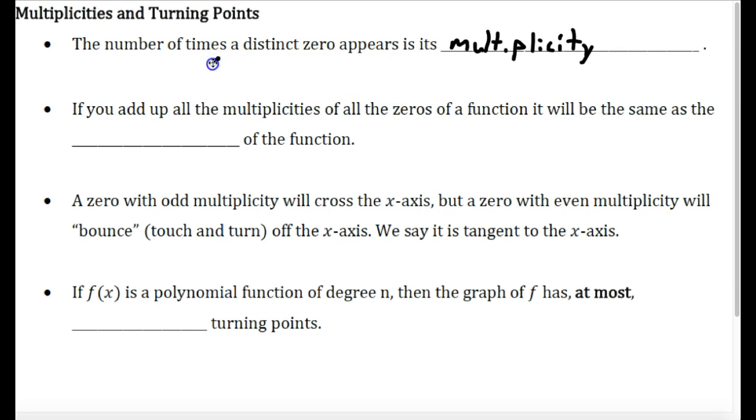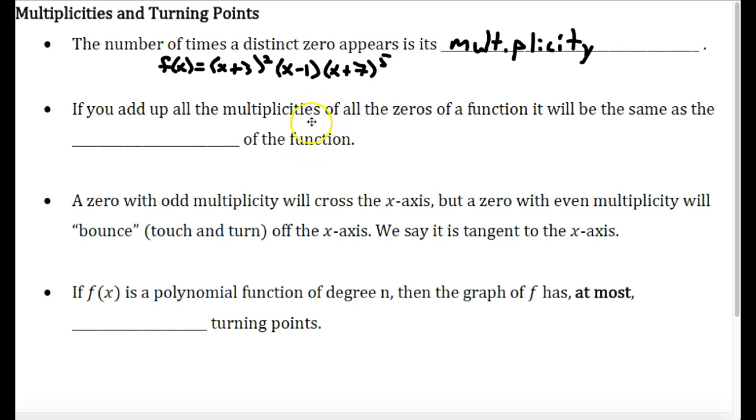For example, if part of my polynomial is x plus 3, well, let me just write out a whole polynomial here. So f of x equals (x plus 3) squared times (x minus 1) times (x plus 7) to the 5th power. So this zero, which would be -3, shows up twice. It's got a multiplicity of 2. This zero, which would be +1, has a multiplicity of 1. And this zero, which would be -7, has a multiplicity of 5. It shows up 5 times.